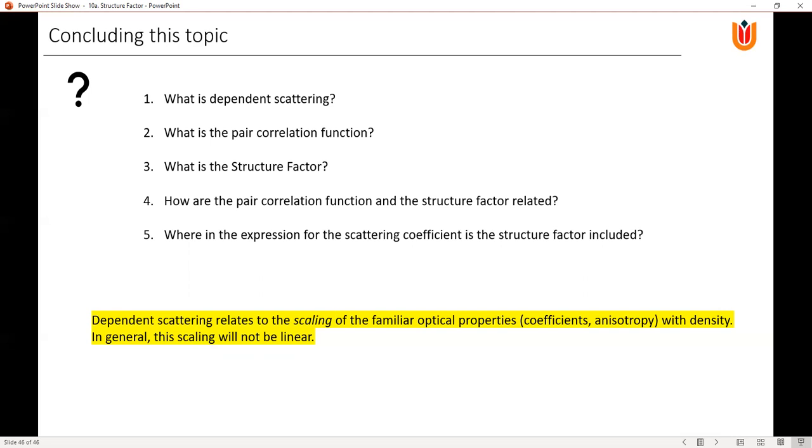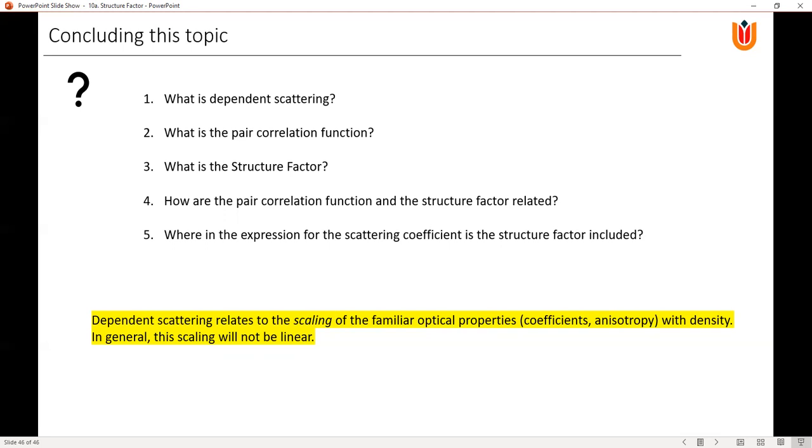Scattering was dependent on the structure function. Yeah. So with parents taken into account. Exactly. So dependent scattering is scattering where the structure factor is included in the analysis, and the structure factor takes into account the interferences between the different particles. Good.